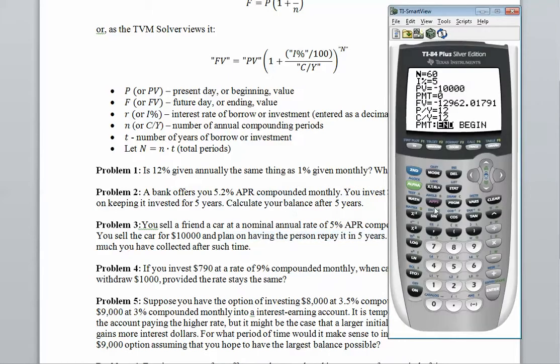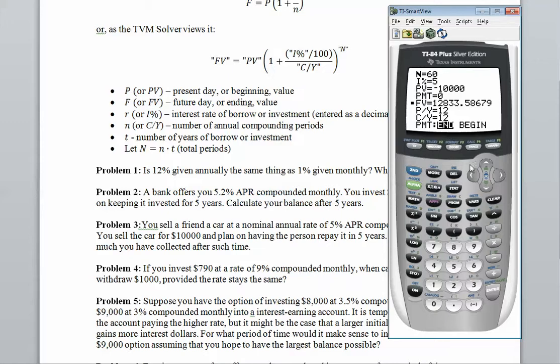Well, it's compounded monthly, so PY, CY should both be 12. Again, these will always be the same. If it's monthly, these will both be 12. If it's daily, these will both be 365. And now I need to know, after 60 months at interest compounded monthly, what will the person owe me? So I've got everything else filled in, alpha, enter, and I will receive from that person $12,833.59.